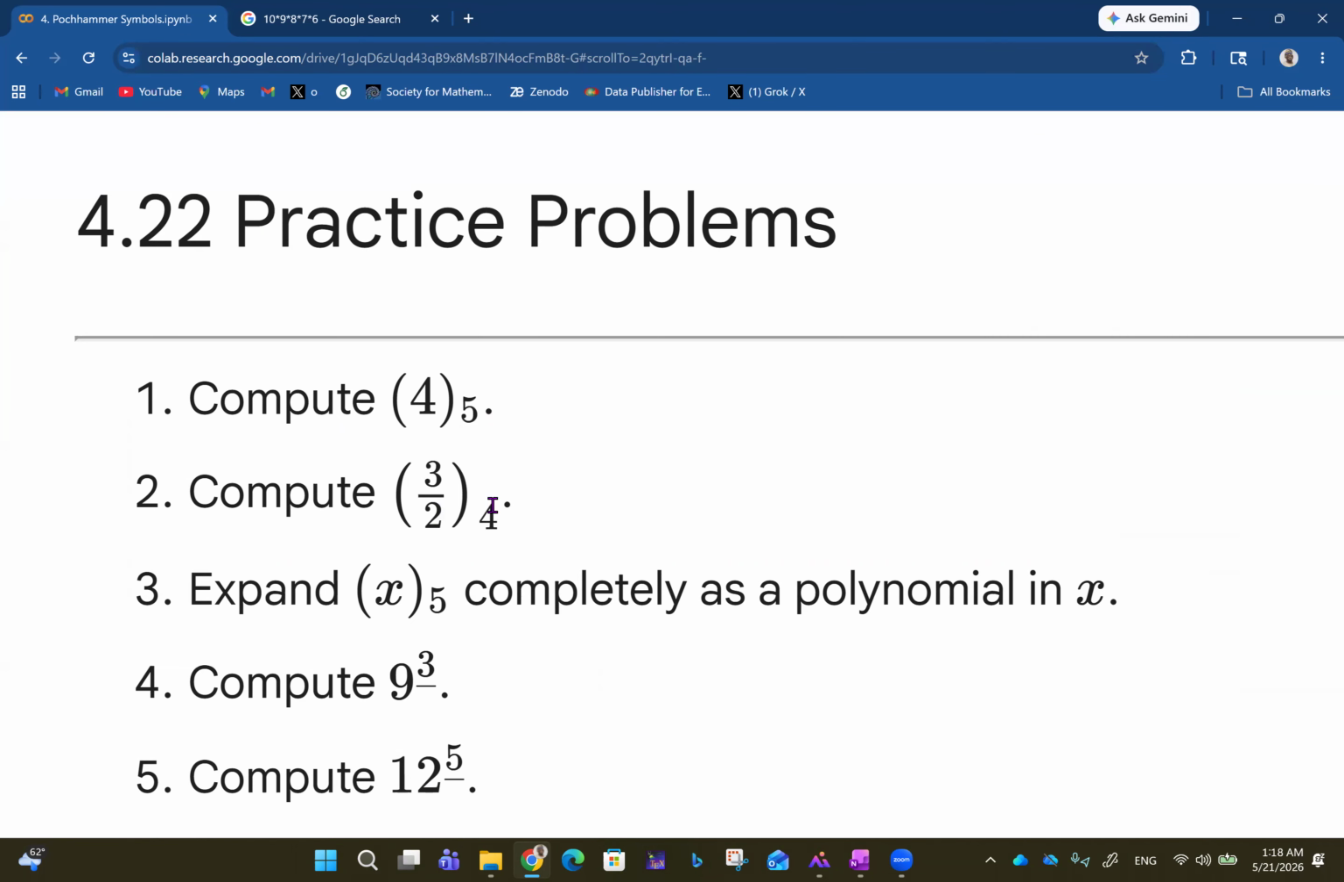Compute 3/2 sub 4, that's 3/2 times 5/2 times 7/2 times 9/2. Then expand x sub 5 completely as a polynomial. So this is going to be a polynomial of degree 5. Then compute 9 sub 3, that's 9 times 8 times 7. Then compute 12 sub 5, that's 12 times 11 times 10 times 9 times 8, like that.